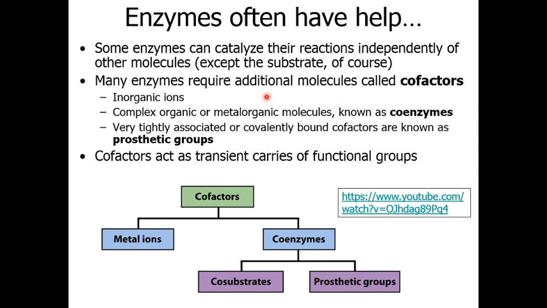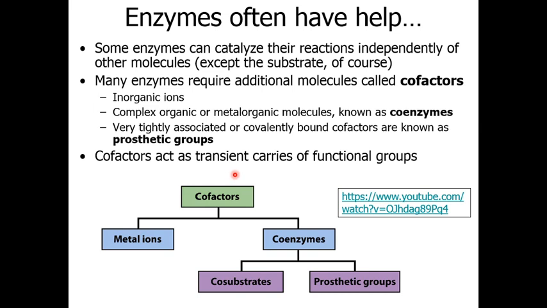Enzymes often have help. Some enzymes can catalyze their reactions independently of other molecules, except the substrate, of course. Many enzymes require additional molecules called cofactors. Cofactors are molecules that help an enzyme in a chemical reaction. For example, inorganic ions, complex organic or metallo-organic molecules known as coenzymes, or very tightly associated or covalently bound cofactors are known as prosthetic groups. Please remember these terminologies.